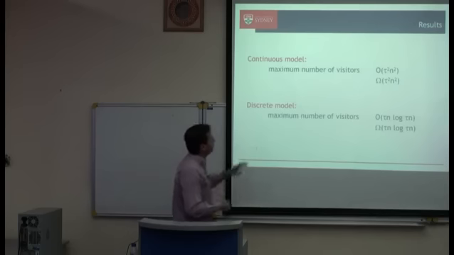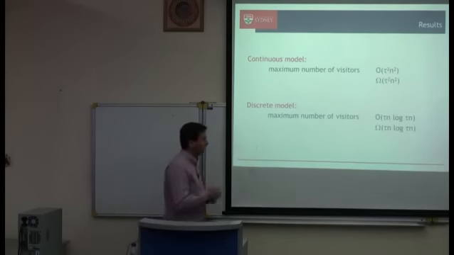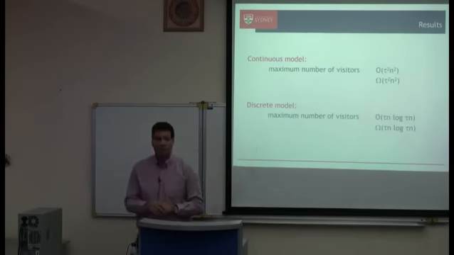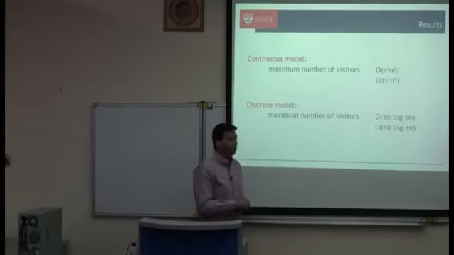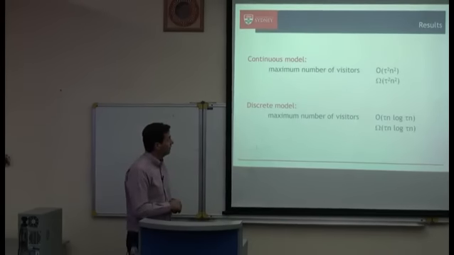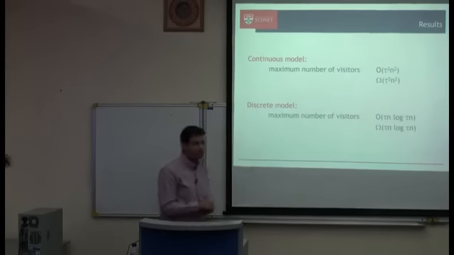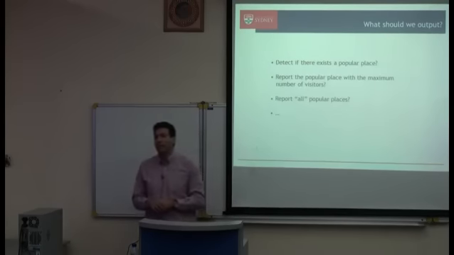The result for this problem is that if we want to find a maximum number of visitors, then you can do that in roughly quadratic time. I'll show you later on how this is done. It's a very simple algorithm. In the discrete version, you can do it much faster, in tau n log tau n. And for both these problems, the lower bounds are tight, so you cannot do any better than this. I'll show you the continuous version. It's a very easy algorithm.